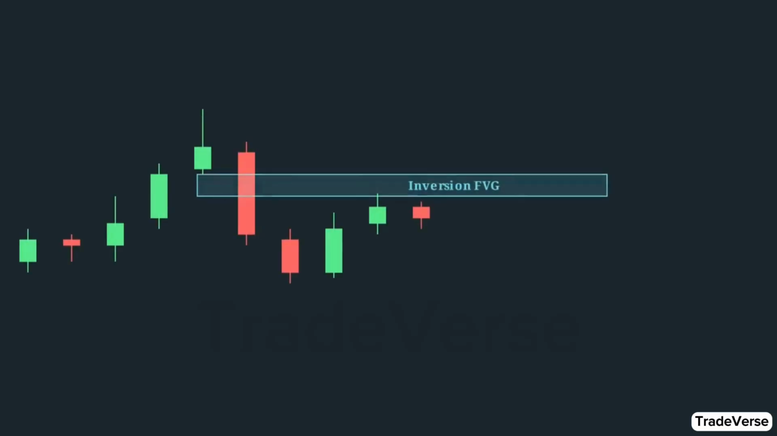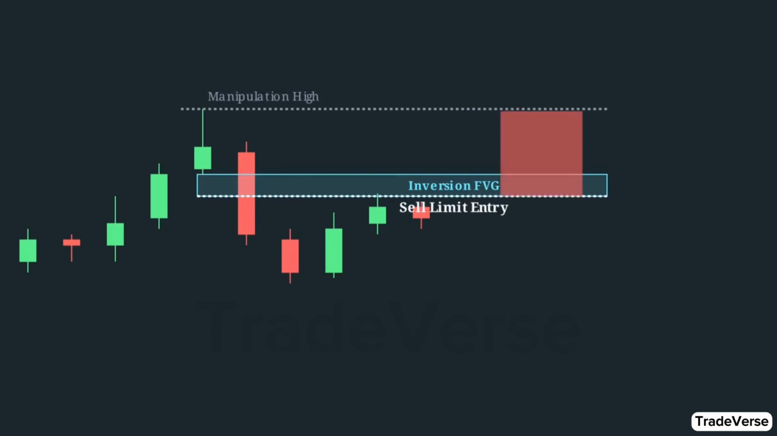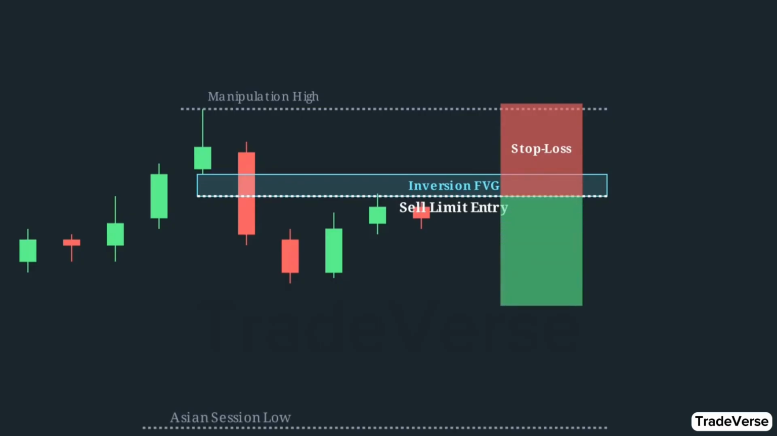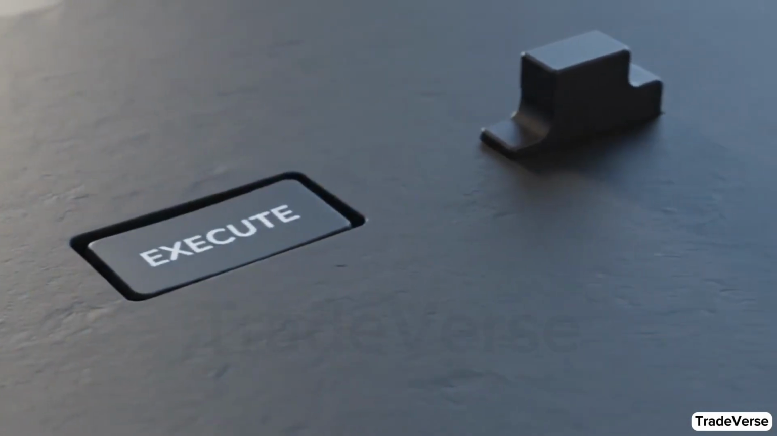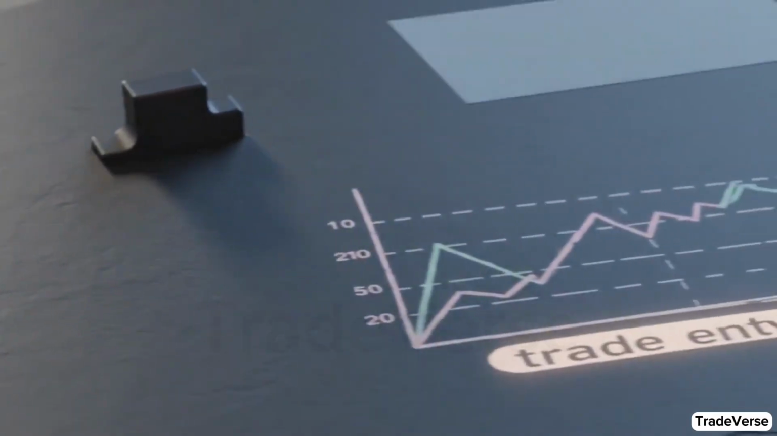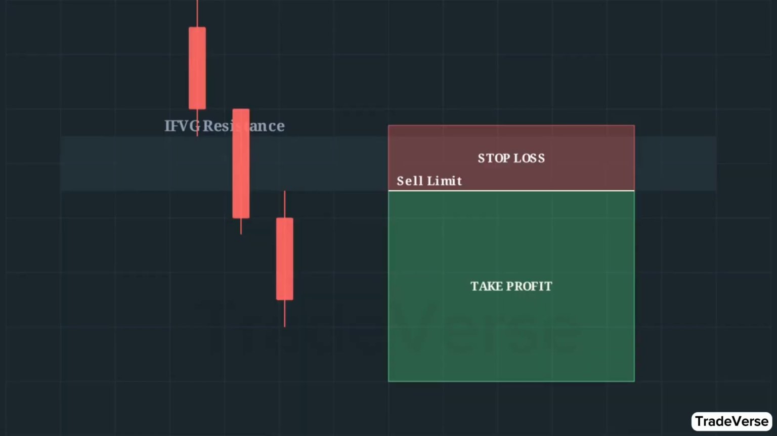With confirmations locked, place a sell limit order at the lowest edge of the new inversion fair value gap. Set your stop loss just above the highest wick of the manipulation move. For take profit, target the Asian session low, or a fixed 2.5 risk-reward target. Setting these exact entry, stop, and target parameters completely removes human emotion from the execution process.